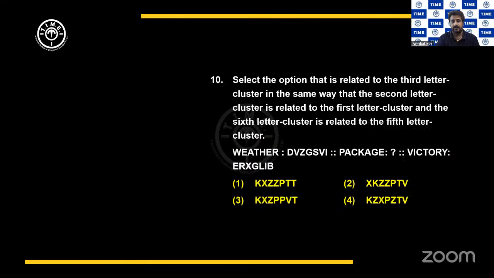Right. Three-term analogy is given. Let's see. Three-pair analogy. Select the option that is related to the third cluster in the same way as the second cluster is related to the first cluster and the sixth cluster is related to the fifth cluster. Now, what is given here?